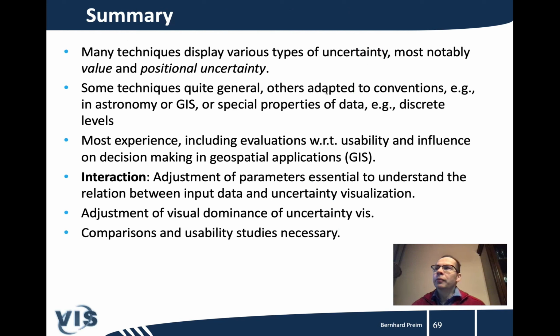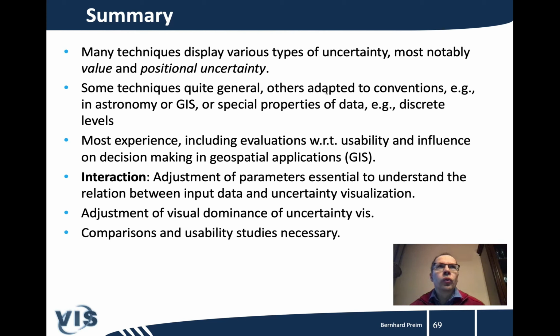Let me summarize these 3 video lectures on uncertainty visualizations. We have seen many techniques to display various types of uncertainty. Most of them were related to value and positional uncertainty. Some of them also related to trajectory uncertainty, as we have seen with the fiber tracts or the hurricane direction. All of this, of course, requires that uncertainty is carefully quantified, and often that's the major bottleneck.